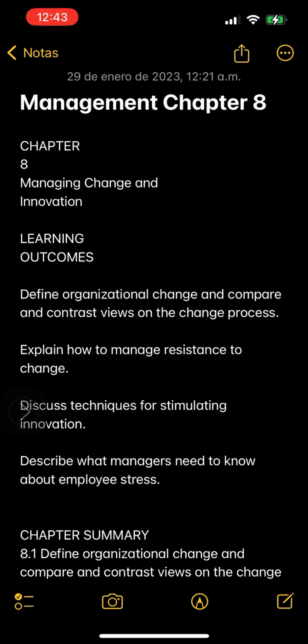Stressors: factors that cause stress. Role conflicts: work expectations that are hard to satisfy. Role overload: having more work to accomplish than time permits. Role ambiguity: when role expectations are not clearly understood. 8.1 Define organizational change and compare and contrast views on the change process.